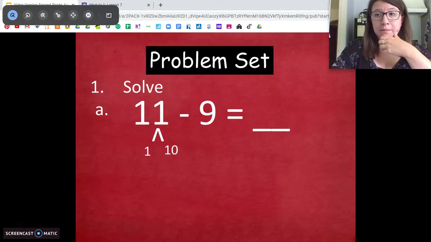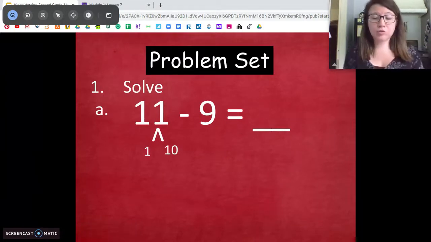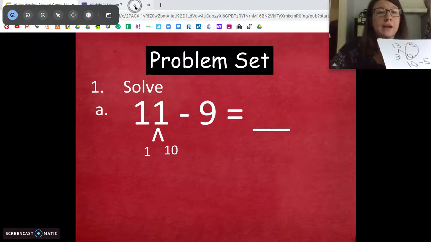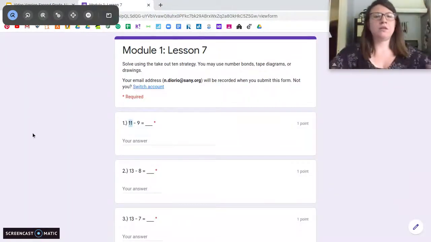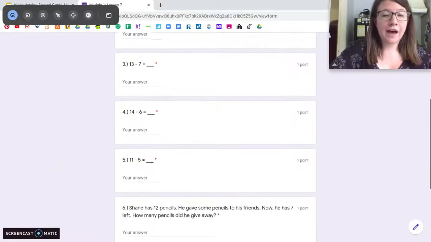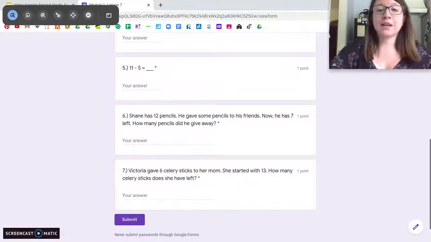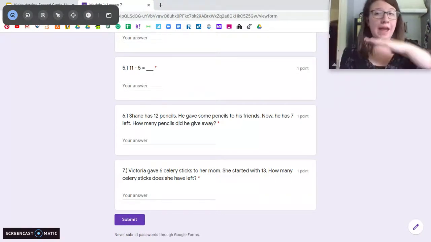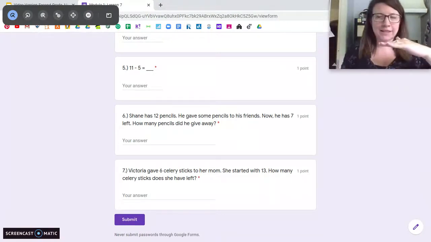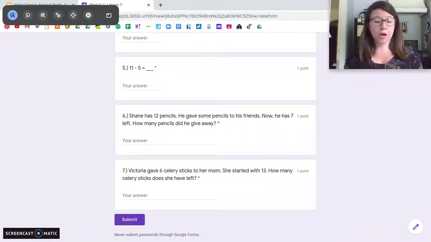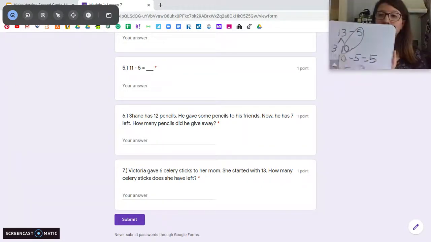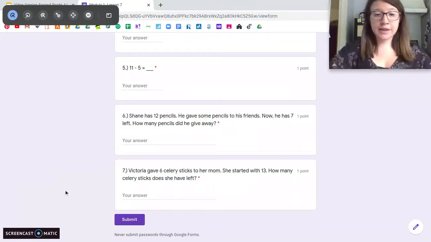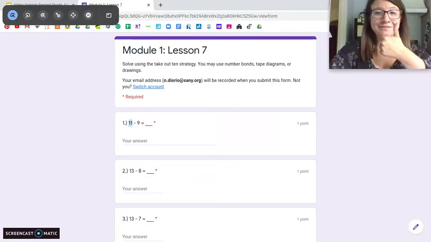Okay, for your problem set today, for your exit ticket today, I want you to try and solve it using the take from 10 strategy. So you're going to have problems right here. You have 5 take from 10 strategy problems and 2 word problems. Read the word problems all the way through. Decide if you're adding or subtracting based on what they're asking. And then solve using the take from 10 strategy. All right. You're just going to type your answers in as usual, hit submit, and you're good to go. Good job today, guys.